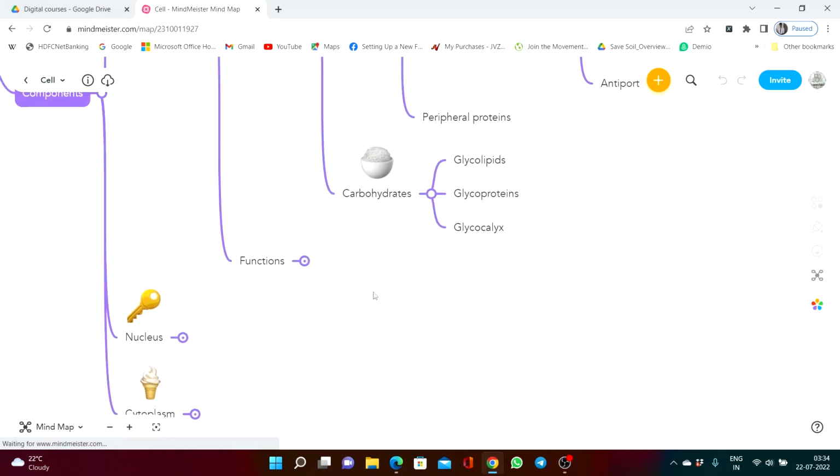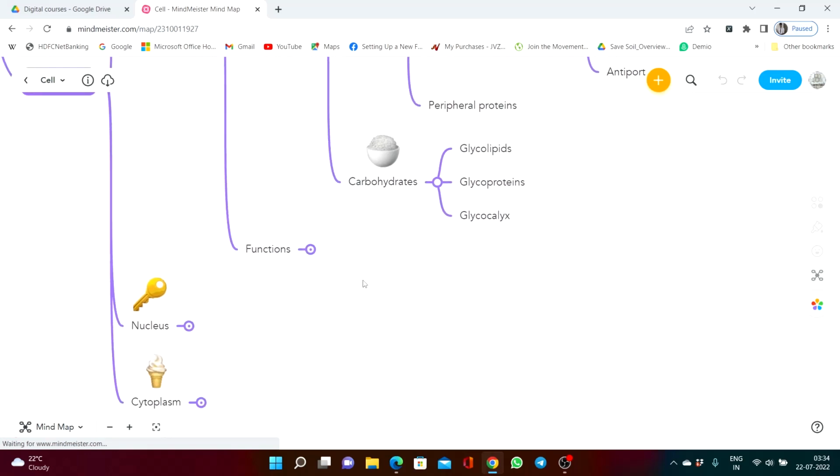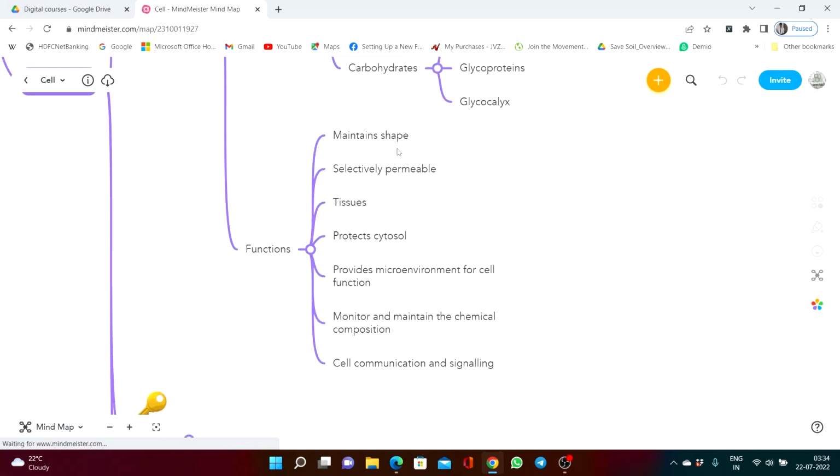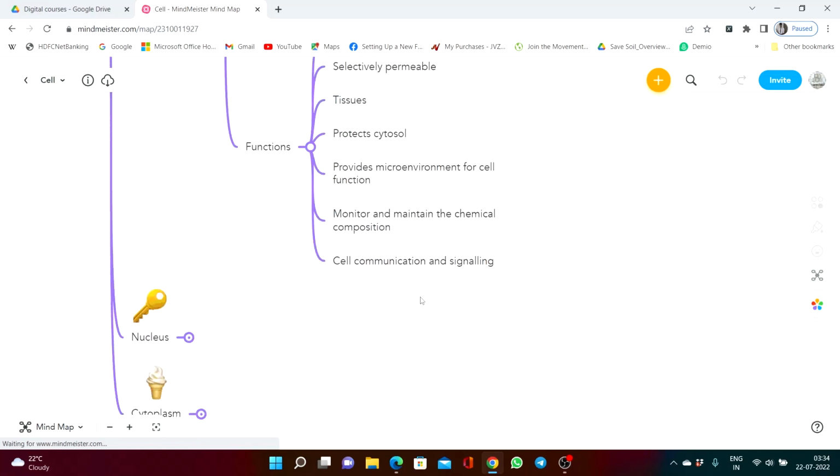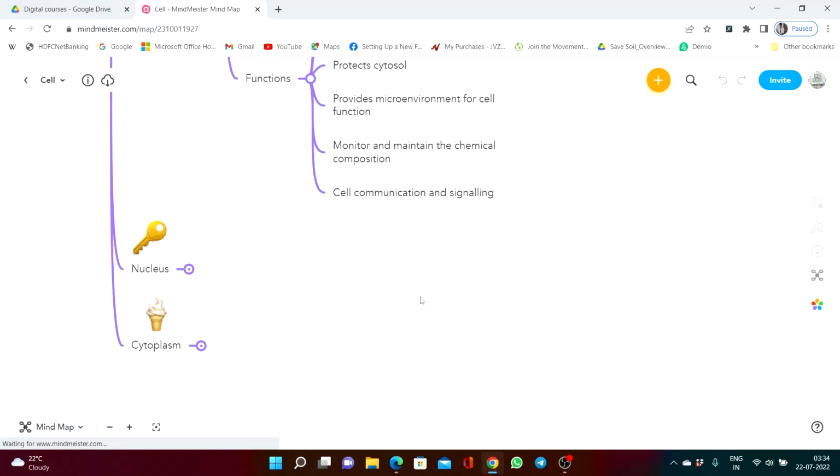Now coming to the functions of the cell membrane, they maintain shape, they are selectively permeable, and they aggregate to form the tissues where the cells have uniform shape, size and similar function. It protects the cytosol, provides microenvironment for cell function, and it monitors and maintains the chemical composition, and it also helps in cell communication and cell signaling.